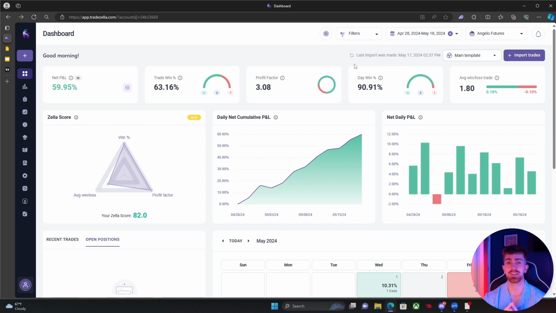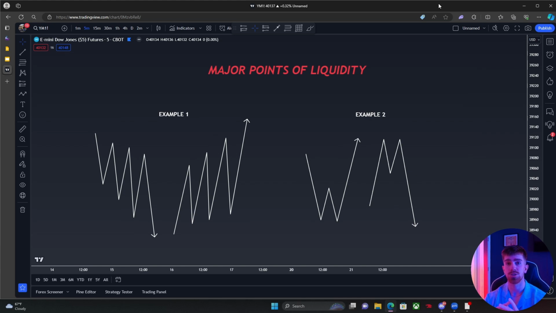And of course, this has not only helped me, but also hundreds of my own students see success within the markets. So without further ado, let's jump into the markets.